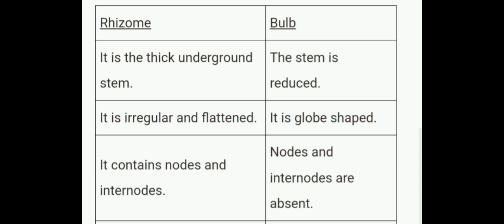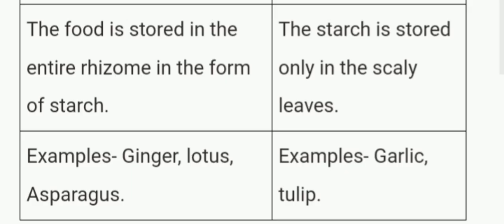Rhizome contains nodes and internodes, while in bulbs, nodes and internodes are not present, so they are absent. In rhizome, the food is stored in the entire rhizome in the form of starch, while in bulb, the starch is stored only in the scaly leaves. Alright? Examples of rhizomes are ginger, lettuce, and asparagus. Examples of bulb are garlic, tulip, onion, etc.